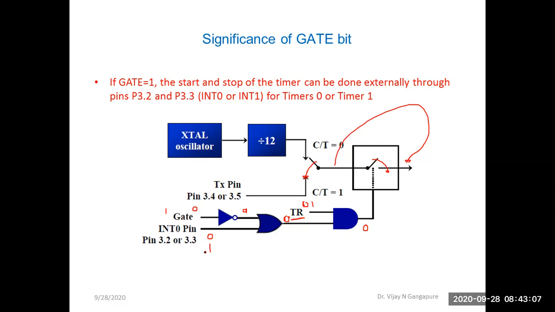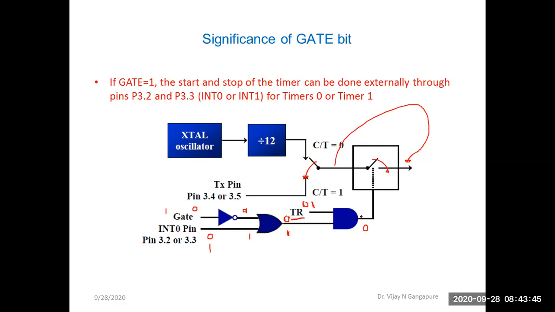Now suppose this INT0 is 1, gate input is 1, INT0 is 1, what will happen? Here the input of this OR gate is 0, and the other input of this OR gate is 1, so the output of this OR gate is 1. Then this is an input to this AND gate, and the other input is the TR bit. Now if the TR bit is 0, the output of this AND gate is 0, and this gate is disabled, meaning the timer is off. Now if this TR bit is 1, what will happen?